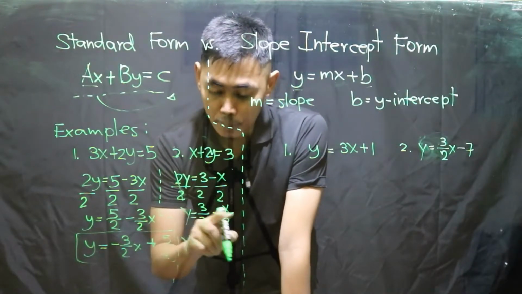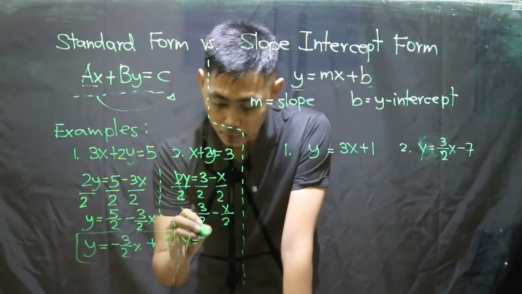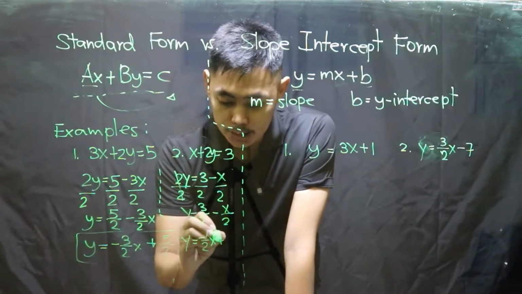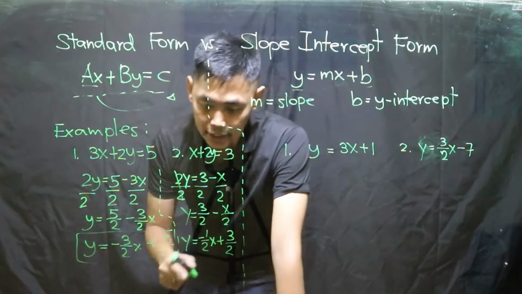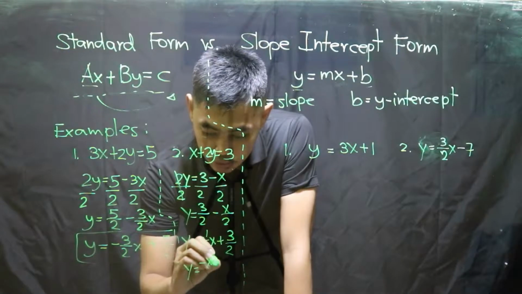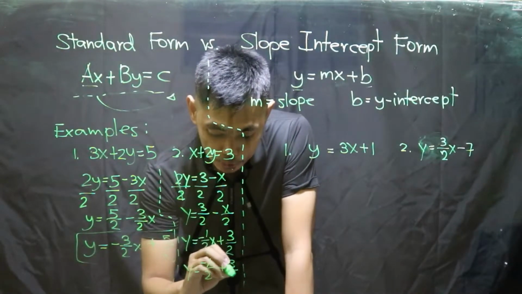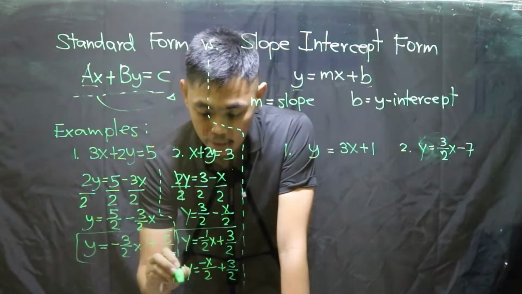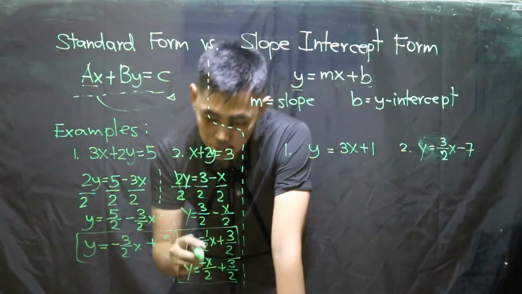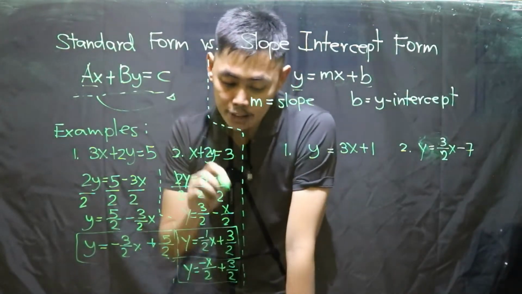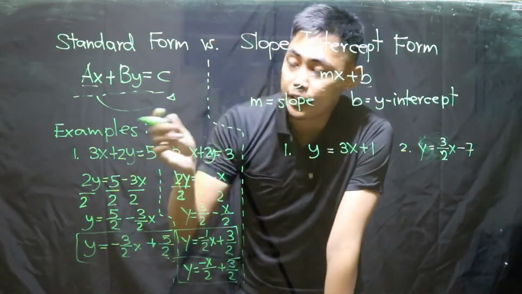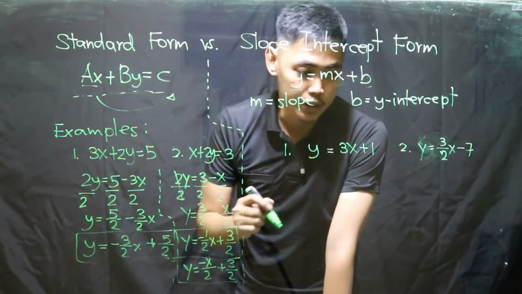Now, we will just need to rearrange. So we would have negative 1/2 x plus 3 over 2. So basically, you can just rewrite this as y is equal to negative x over 2 plus 3 over 2. That is correct as well. Okay? So our slope here is negative 1/2 and our y-intercept is 3 over 2. So that is how we will convert standard form of linear equation to slope-intercept form.